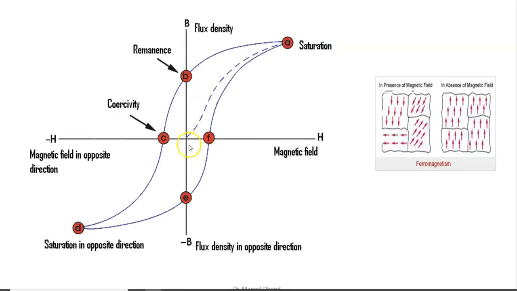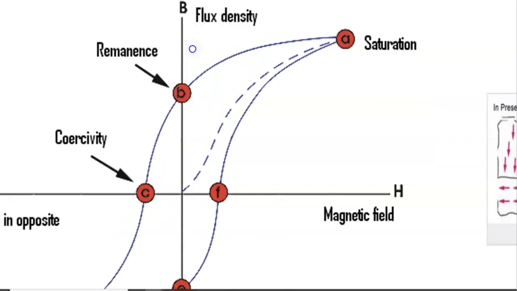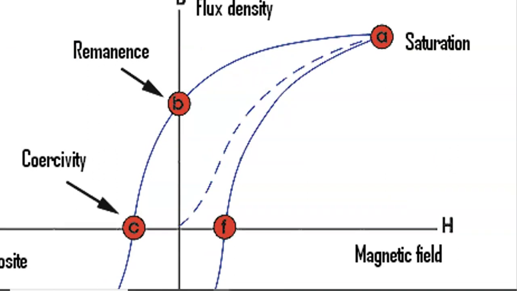And now here the magnetizing force H is 0. Still the flux density will not be 0, but it will be Br. So this is known as remnant. R means remnant flux density. Meaning, H is 0, but still this flux density is there. This is called the remnant field.